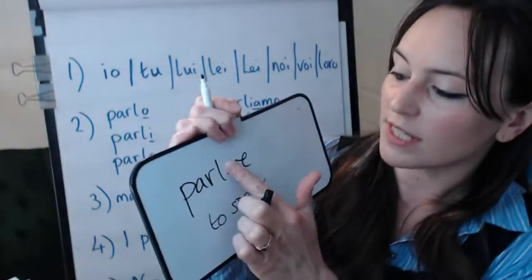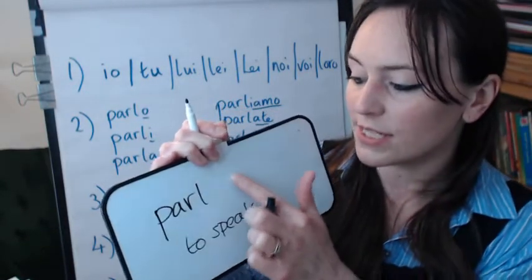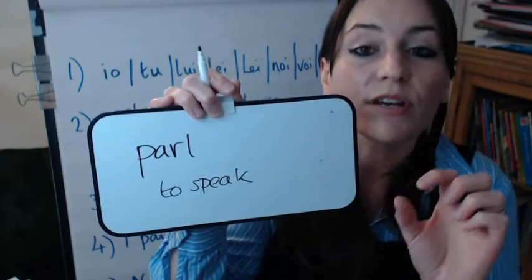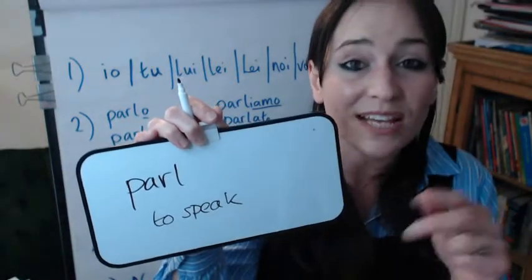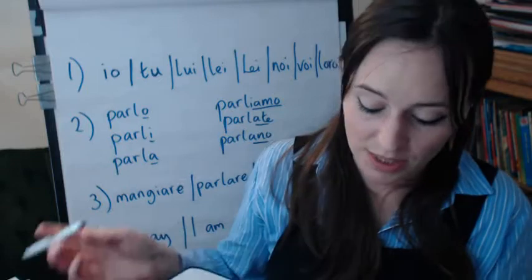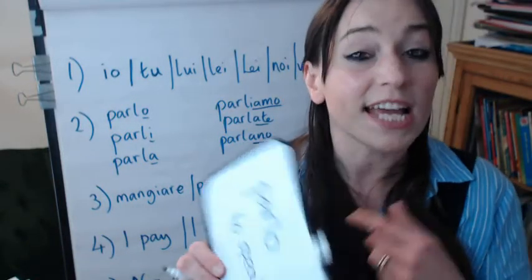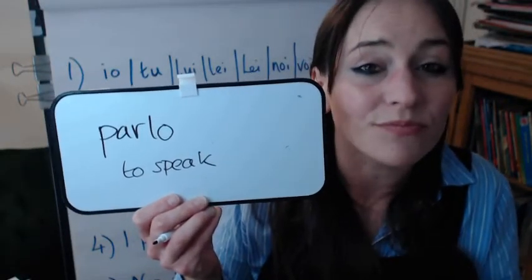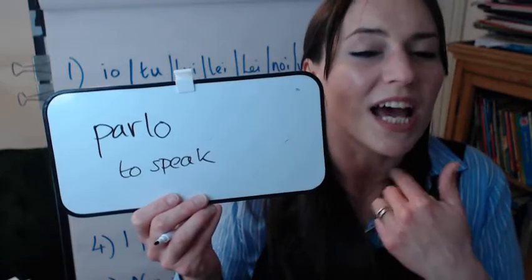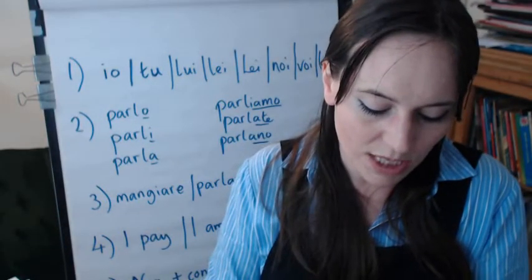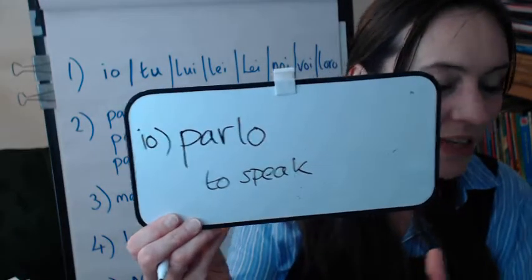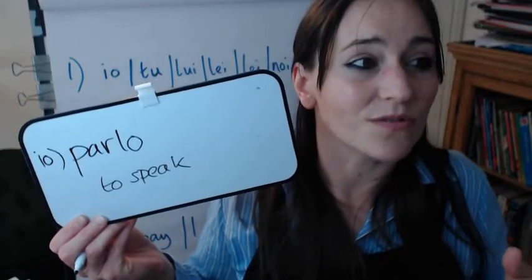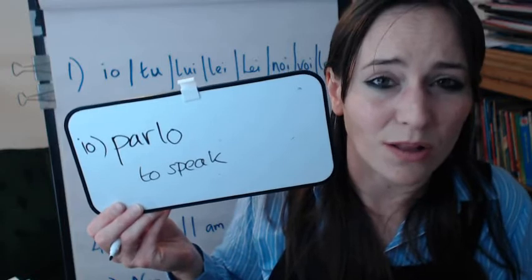So in order to say, I speak, I just take the ARE ending off it. An ARE verb is one of the categories. It's just a way of categorizing the verbs that exist in Italian. So if I take the ARE ending off it and I add an O, suddenly this means I speak or I'm speaking. But I don't need to put the subject pronoun io in front of it. I can. Io parlo. There could be a slightly different sort of intention behind it if you say io parlo.